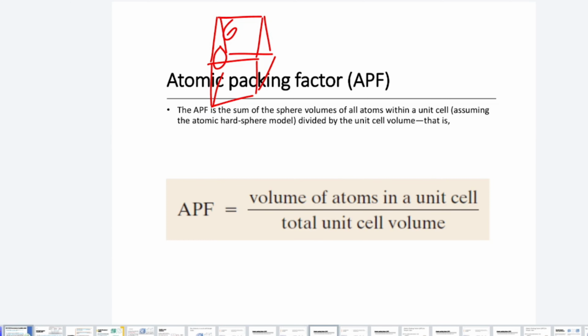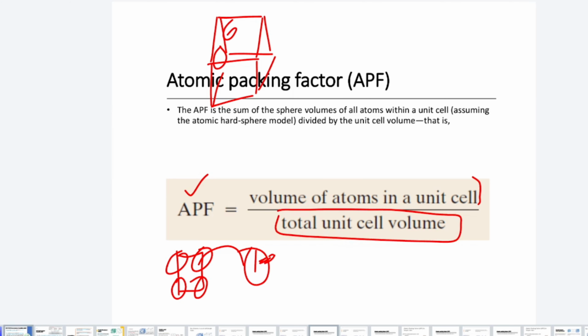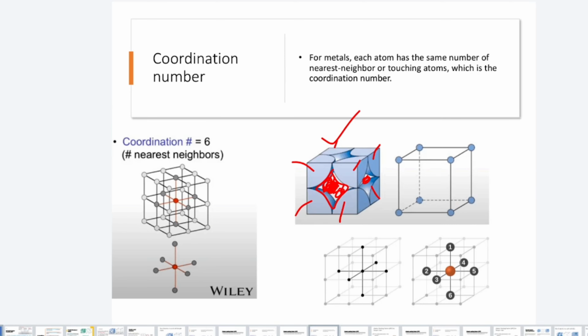Now for the atomic packing factor, we use the formula: the volume of atoms in a unit cell divided by the total unit cell volume. In the unit cell of a simple cubic structure, how many atoms are there? Only one atom, right? So the volume of this one atom is divided by the total unit cell volume. If this side is A, this is also A, and this side is also A, so the total unit cell volume will be A cube.